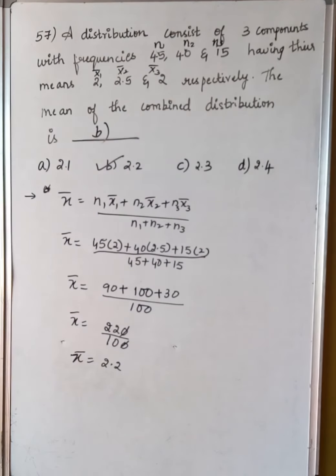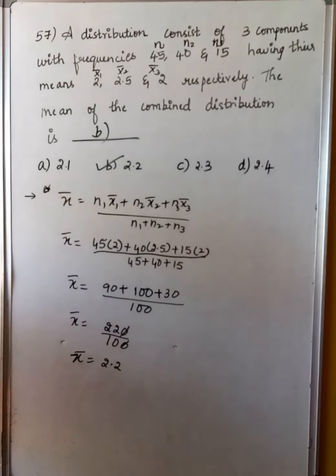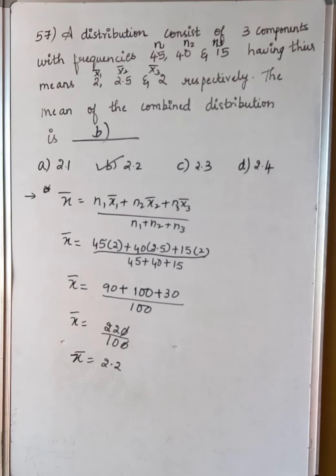Is it clear? The main important thing is you need to remember this formula whenever they have given either two means or three means. This formula is very important for the combined distribution of mean. Hope it is clear. Now we'll be moving on with the next question.